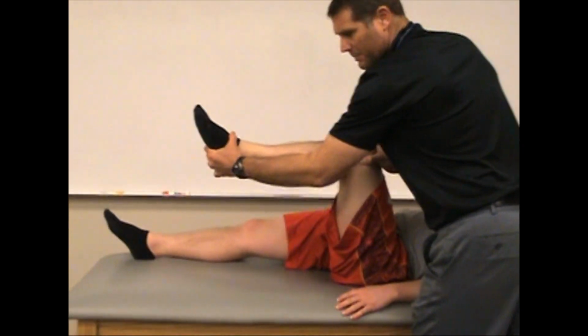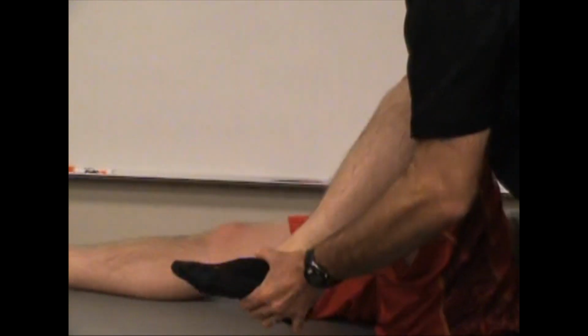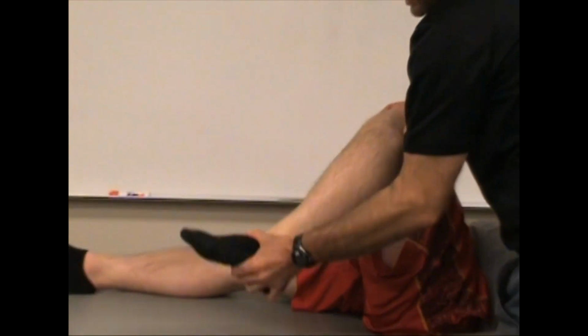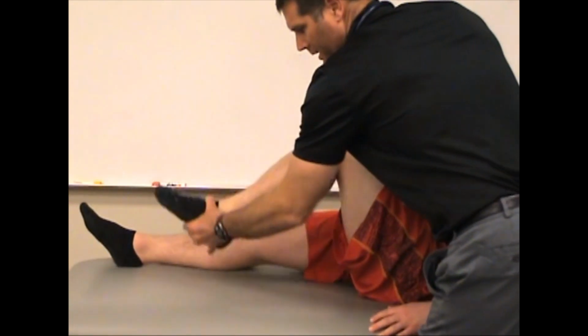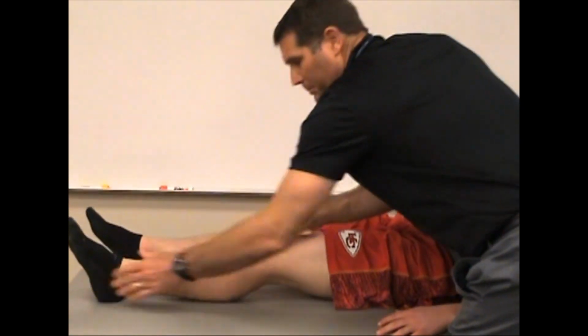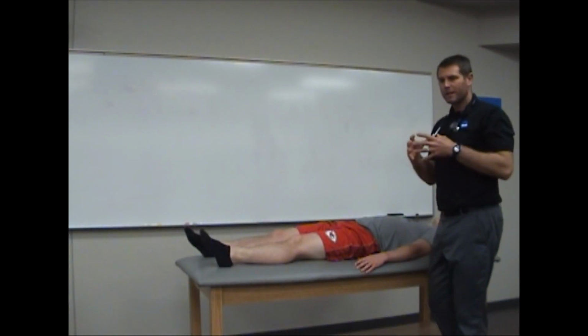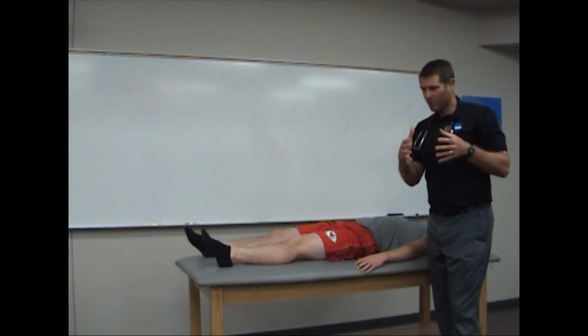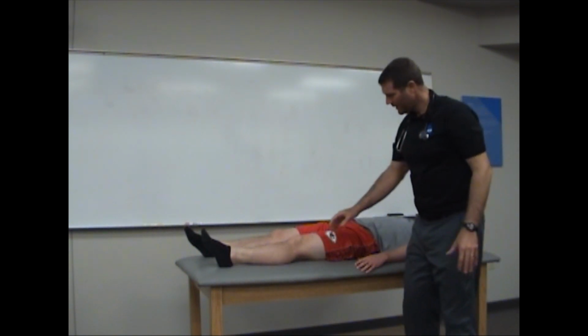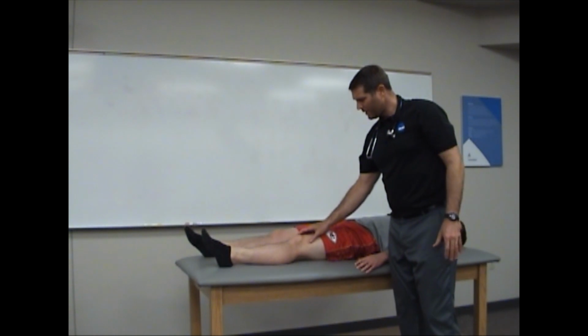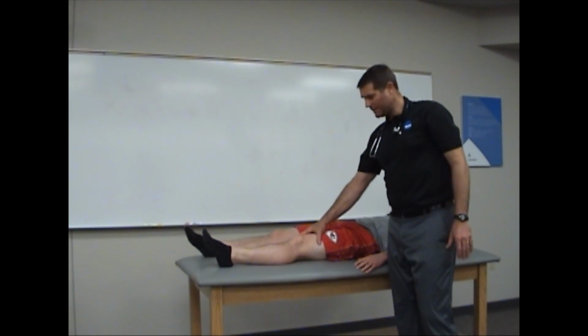And for this, it's a McMurray's test, so I'll flex him, internally and externally rotate that knee, and add some extension while I'm doing it too, to see if he's got any pain with that or any popping and clicking either in the medial or lateral joint line. Okay? The other common thing that I'll look for is to look for an effusion in the knee.